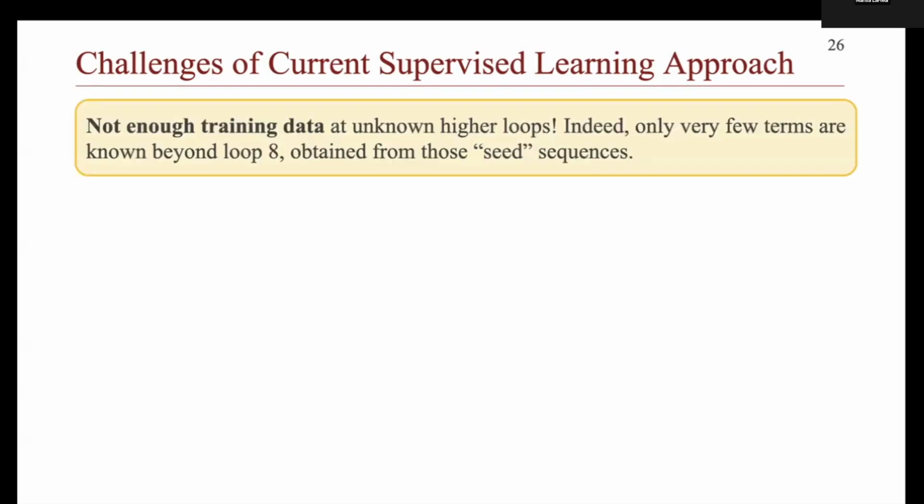Great. So I want to give you some of the challenges we are facing for using these supervised learning approaches, in case you are interested in playing with the data yourself. One of the biggest challenges we have is if we move to a higher loop order, say loop 9, we do not have enough training data. For loop 9, we do not have, say, millions of terms already known. But if you want to use the supervised learning approach, you do need at least some training data, right? So this is one of the obstacles we have.